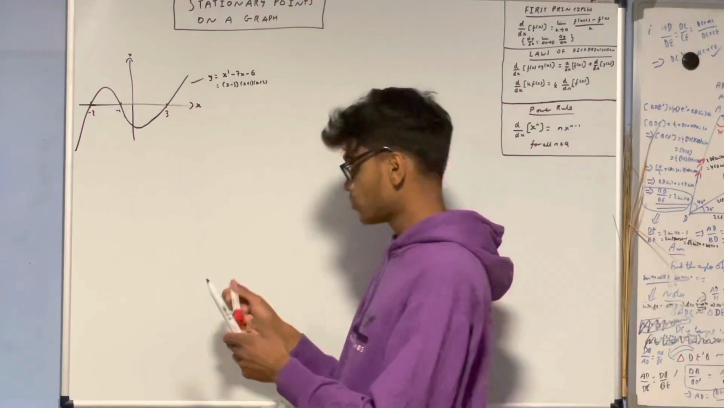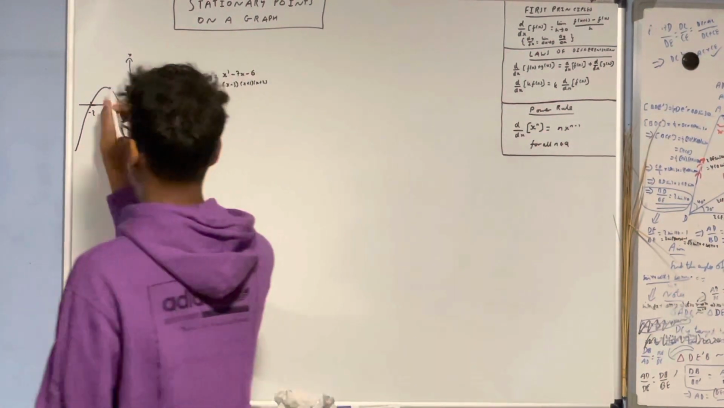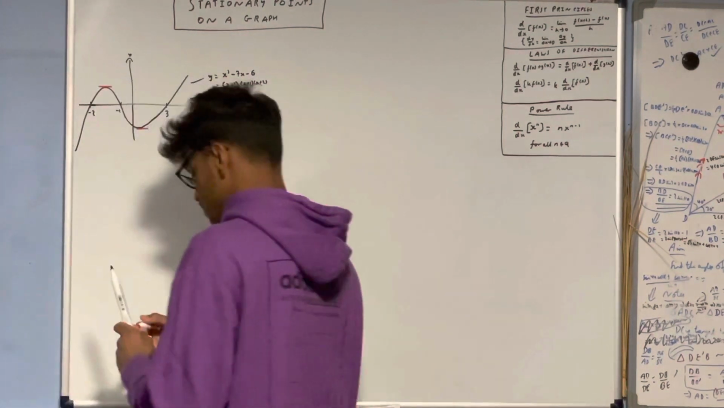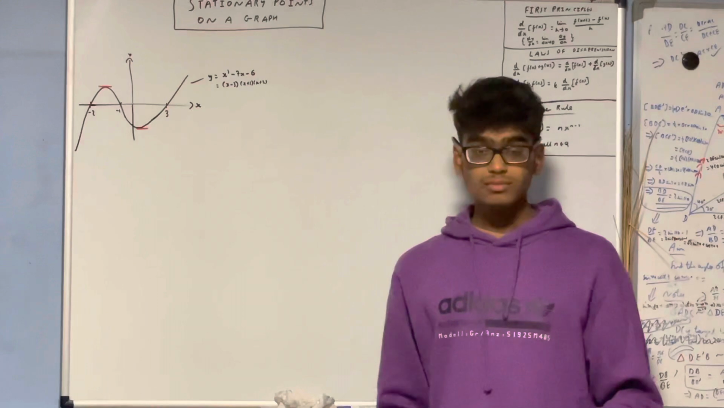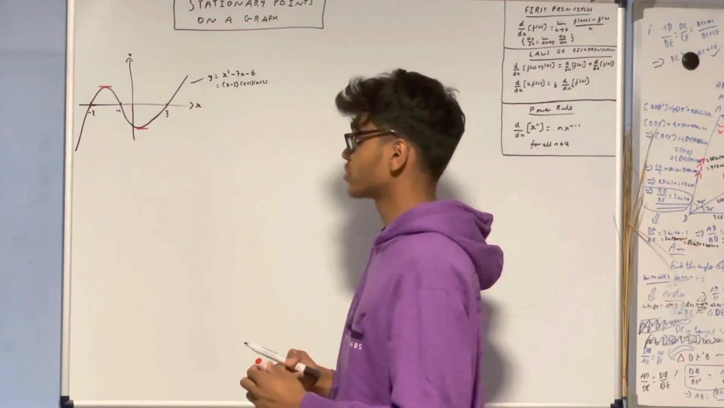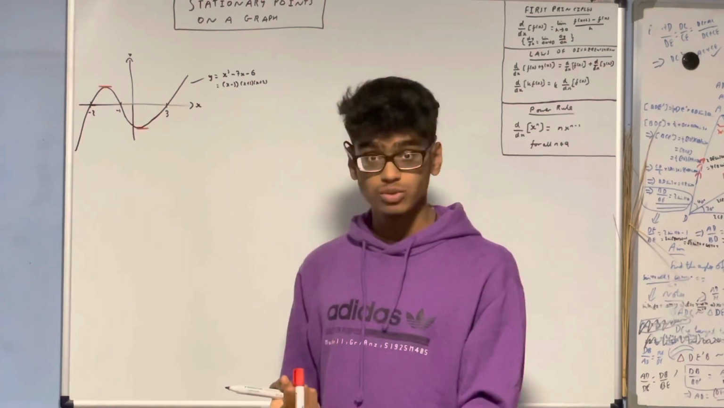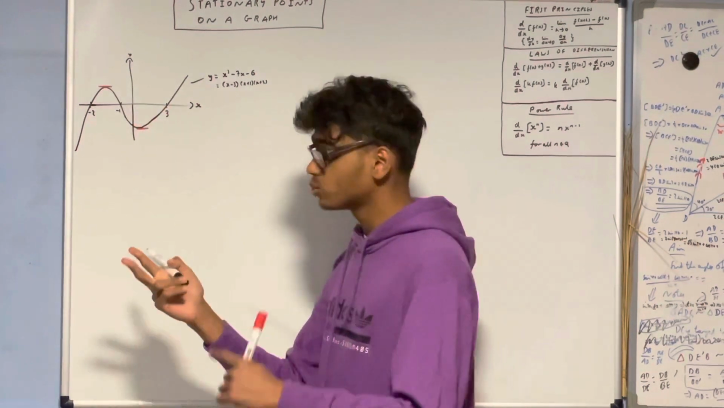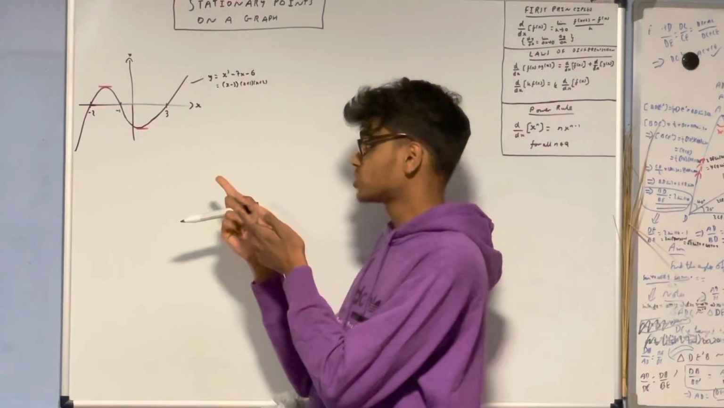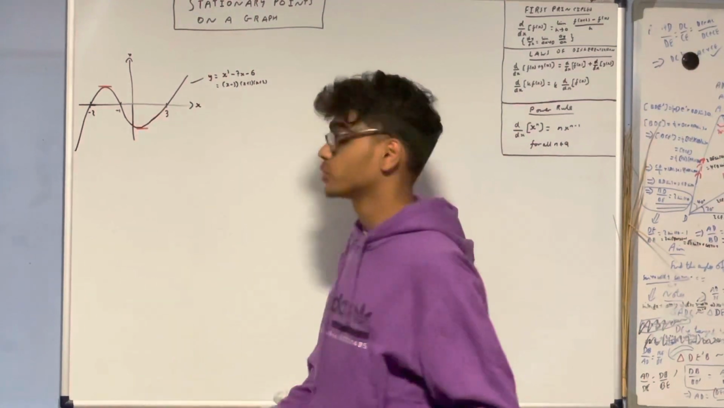If we look at the graph, we can see that there are two stationary points, a point here and a point here. And say I want to work out what the coordinates are of those stationary points. I need to work out the x value of those points, and also the y values of those points. So how can I figure out, first of all, the x coordinates of these stationary points?